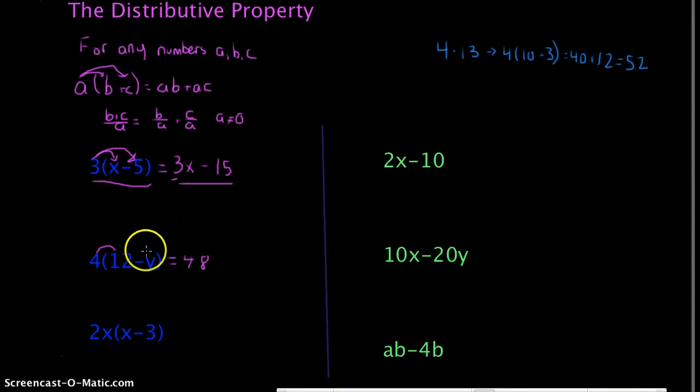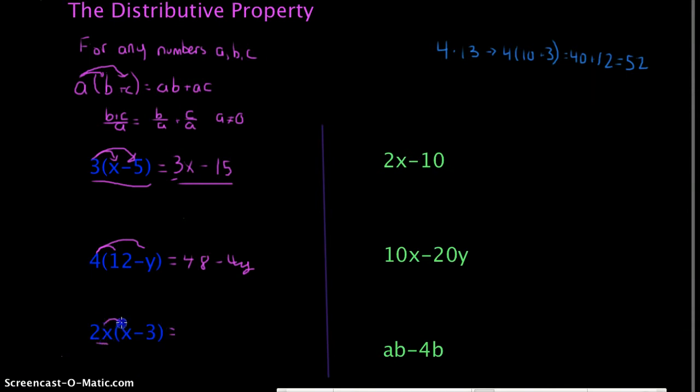Okay. And then, I still have a minus, so I'm going to do 4 times negative y, giving me a negative 4y. Having a little trouble with the handwriting here. And then this last one is slightly trickier, but the process works the same exact way.